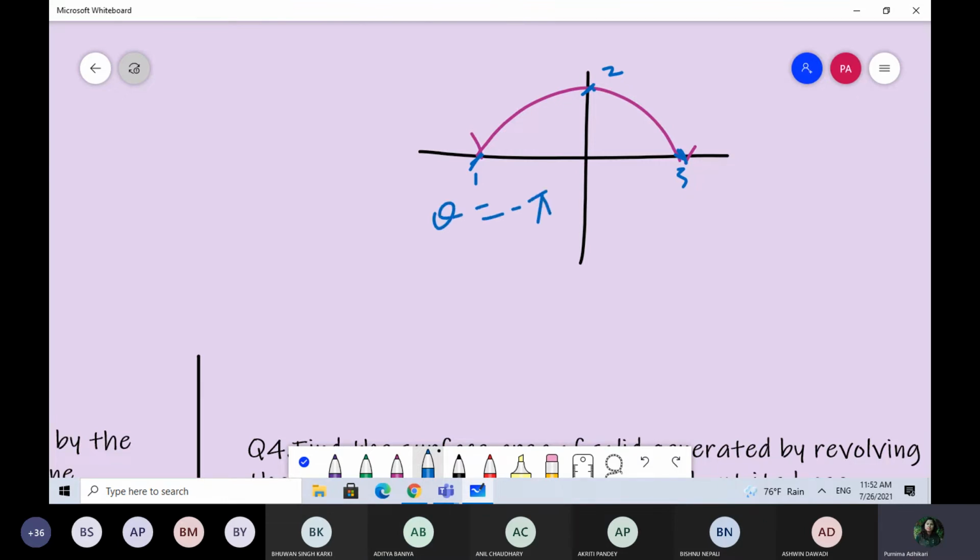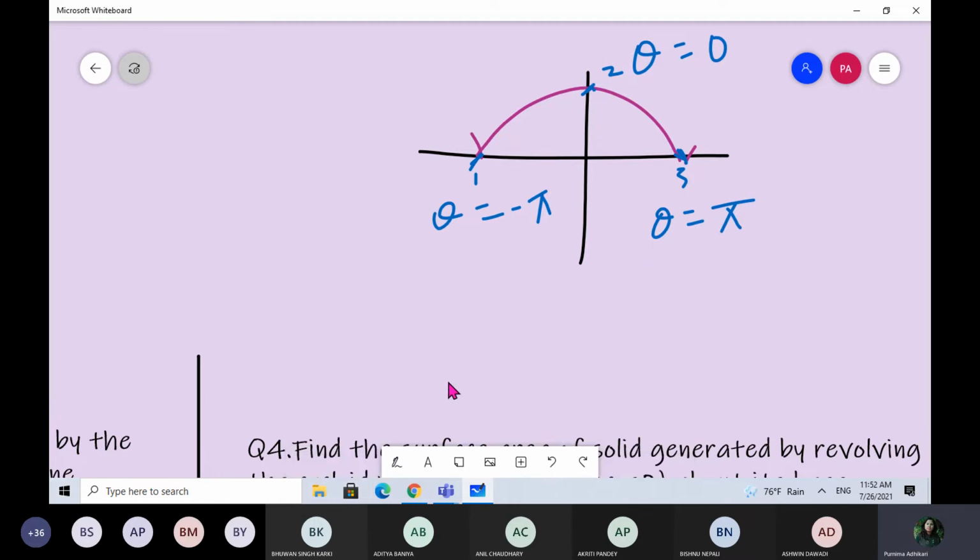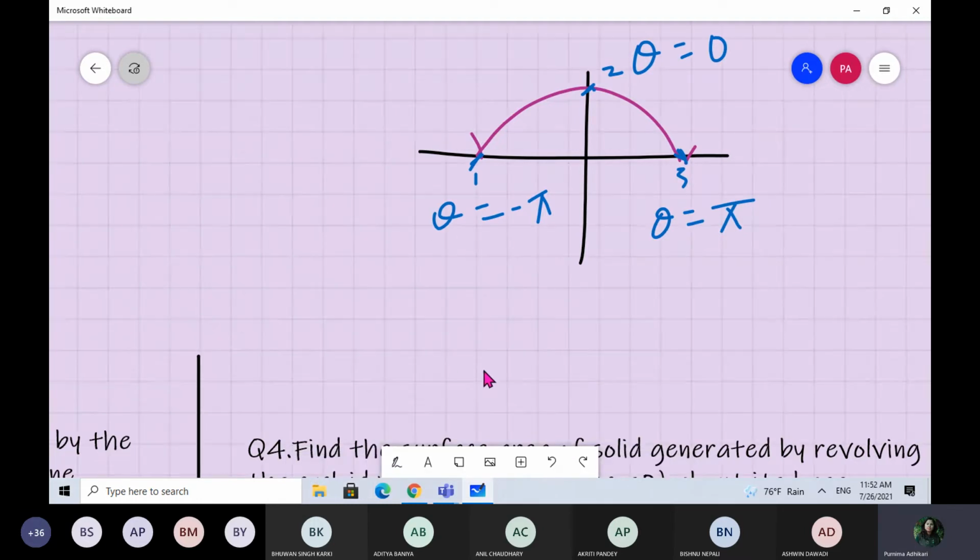Theta equals minus pi, theta equals 0, theta equals pi. The values minus a pi and 2a are the values of x and y. Here we are looking for only theta. So the limits of integration will be in terms of theta, not x and y.